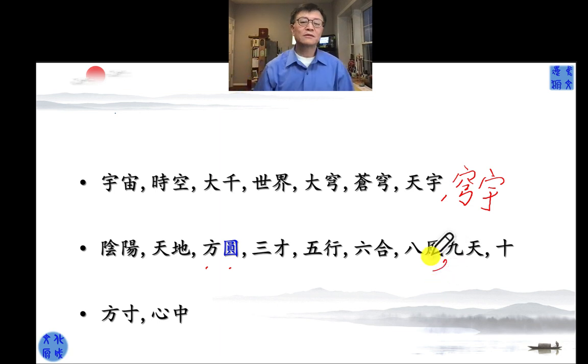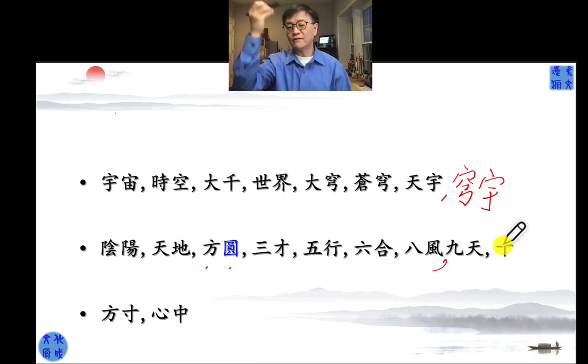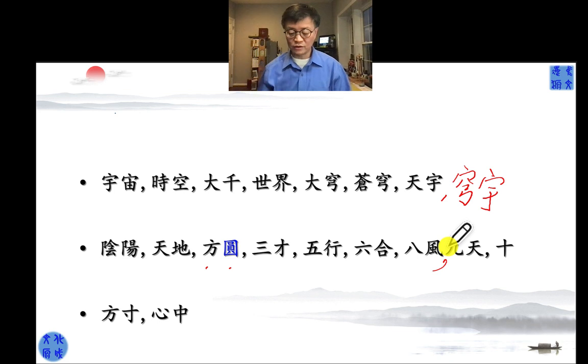Eight directions. You can translate it as wind, the origin is wind, W-I-N-D, right? But also the education, the customs, the lifestyles of the directions, including all the life, not just human. That's also indicating 天地宇宙. 九天 means nine levels of heaven. Of course, it includes the human world. So that's another way ancient China said 宇宙 too.